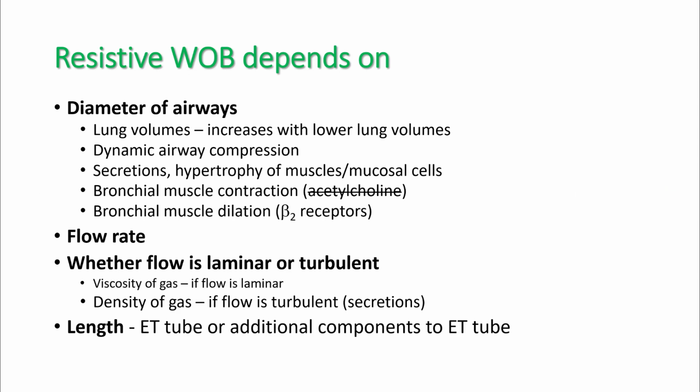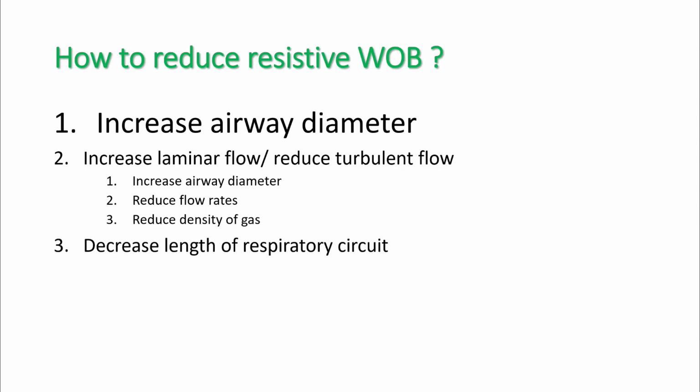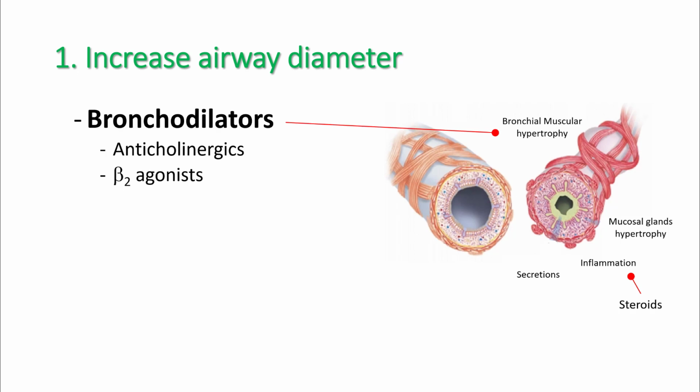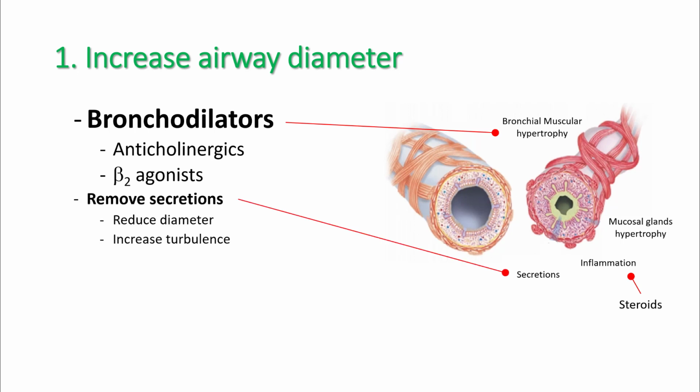Resistive work of breathing depends on the diameter of the airways, flow rate, whether the flow is laminar or turbulent, and the length of the circuit. So to reduce resistive work of breathing, try to increase the airway diameter, try to increase laminar flow and reduce turbulent flow, and decrease the length of the respiratory circuit. Increasing airway diameter is mostly performed using bronchodilators, in which we use anticholinergics and beta-2 agonists, which can help relax the bronchial smooth muscles. Steroids can be used to reduce inflammation.